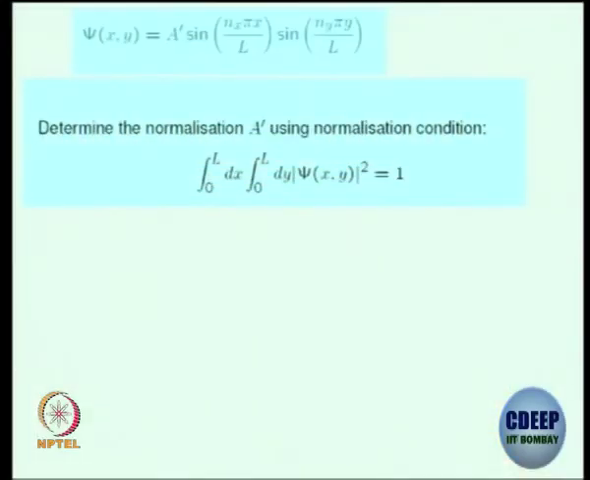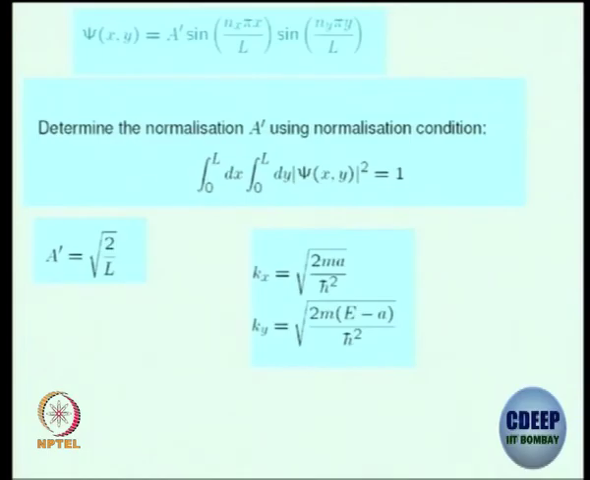And how do you fix the normalization? You integrate over dx as well as dy because it is a two-dimensional problem, and you can fix the normalization. Is this correct? A prime is root 2 by L or it is going to be just 2 by L? It has to be 2 by L. For each integration there will be a root 2 by L. So, this also you should correct.